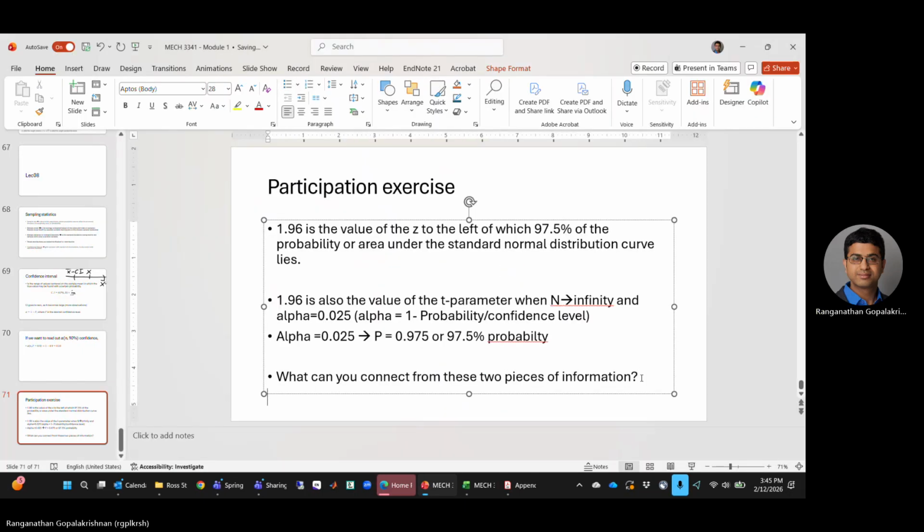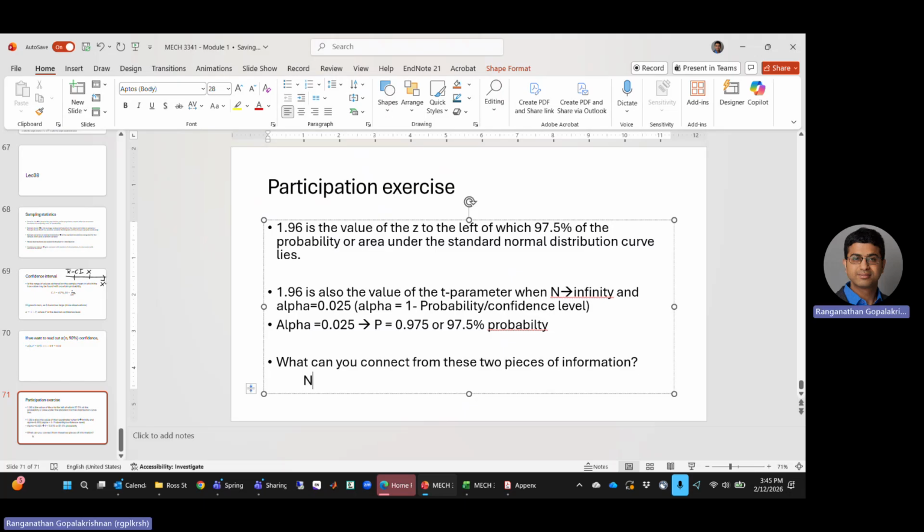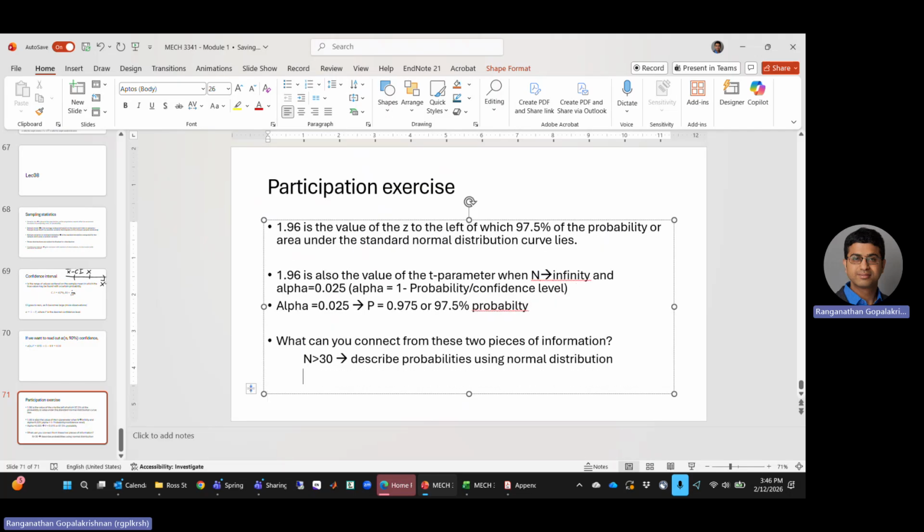For n greater than 30, we would describe probabilities using normal distribution. And for n less than 30 generally, we would describe probabilities using the student's t distribution.